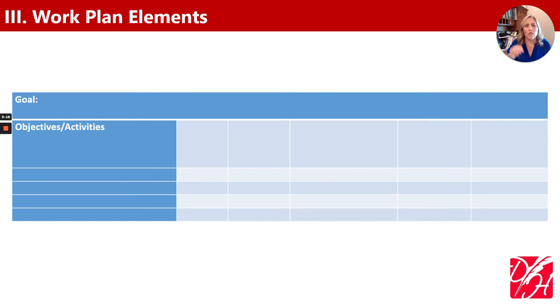The purpose of the work plan is to help connect those dots. What do we have in our logic model in terms of activities? We're going to help flesh those out, give some more understanding of those activities, and how those activities connect to things like our goal and our SMART objectives.